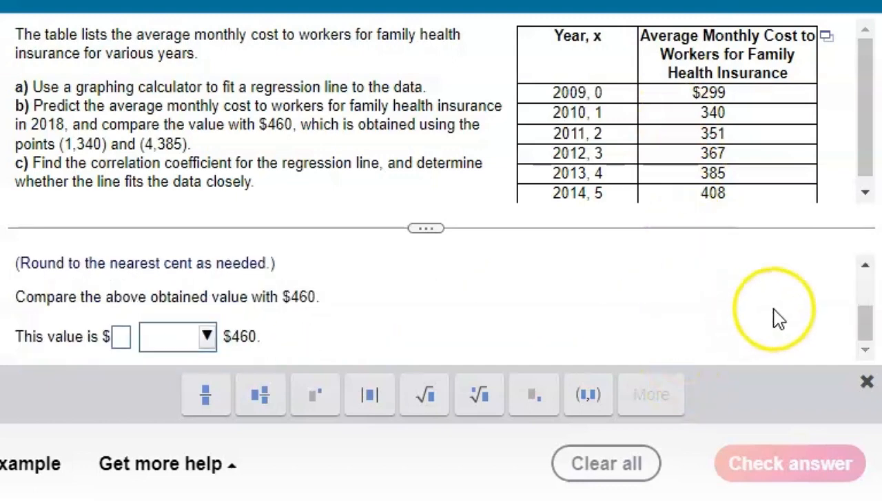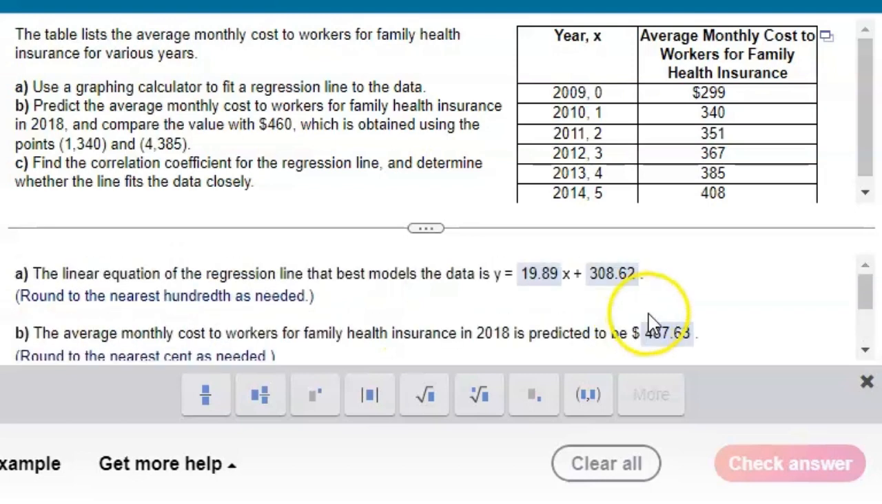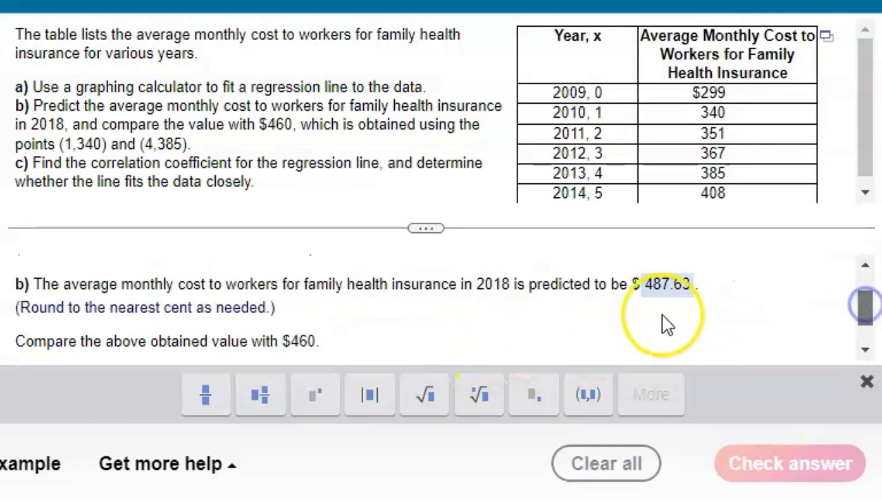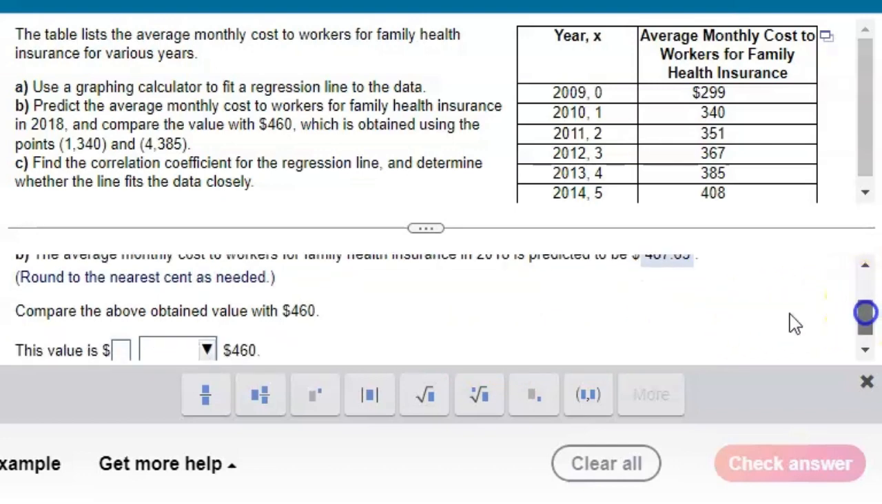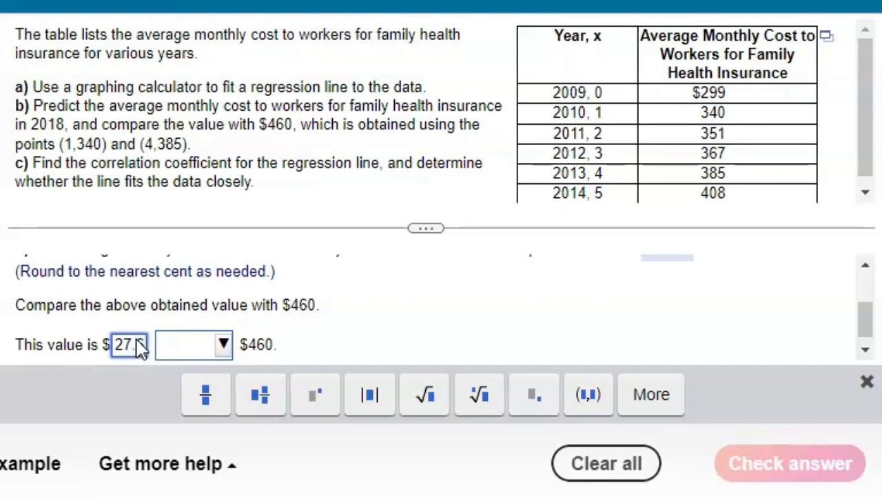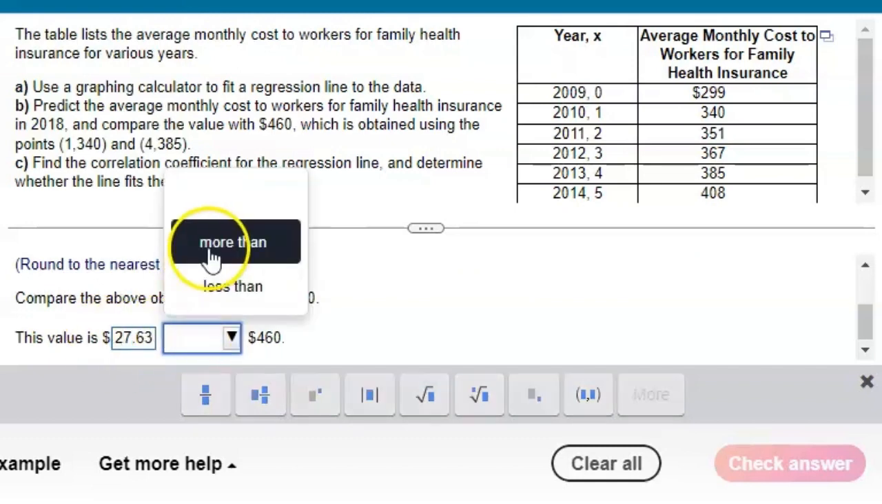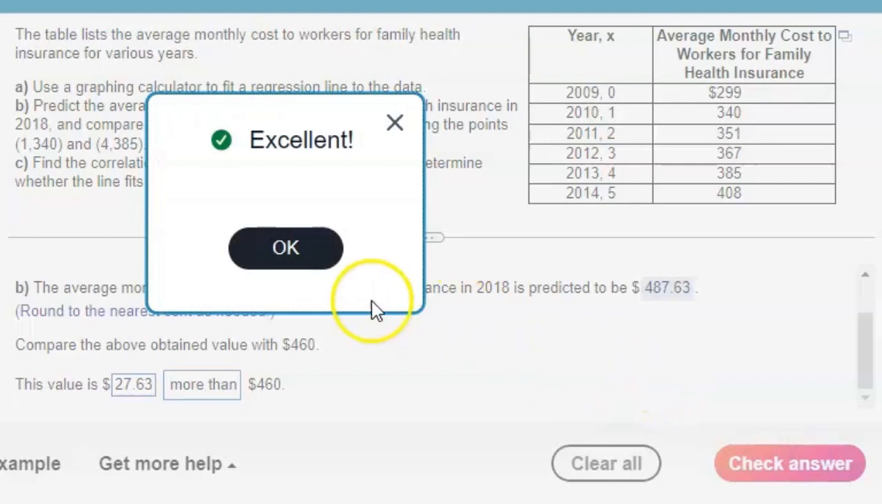So notice, what can we say? Compare the above attained value with $460. So $487.63 is greater than, right? It's more than, it's $27.63 more than $460. Let's check our answer, and it says excellent.